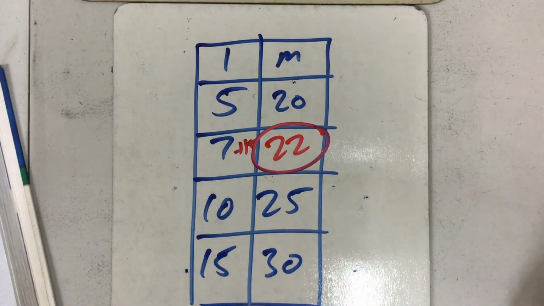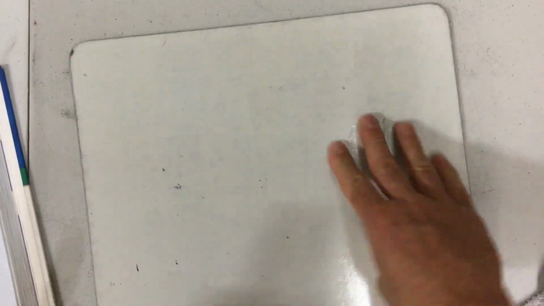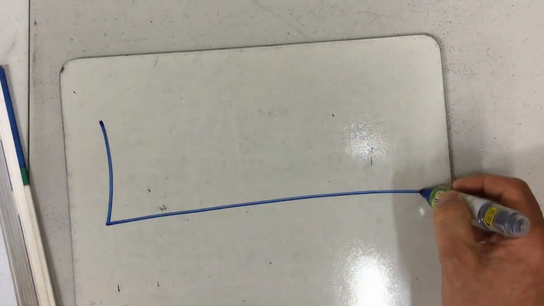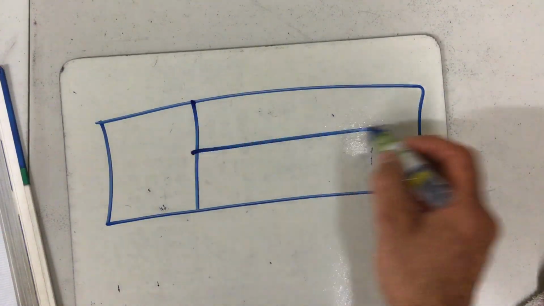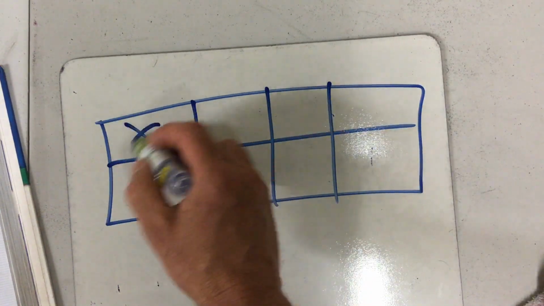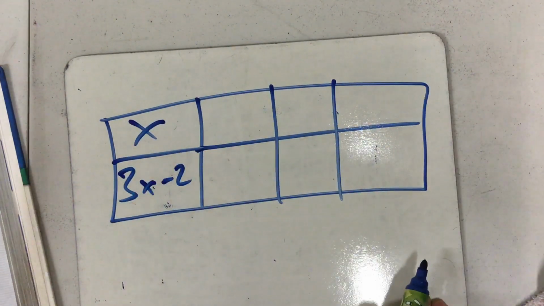Sometimes they give you the rule in the table. See a sideways one here as an example. And it doesn't matter if it's sideways. Same deal.